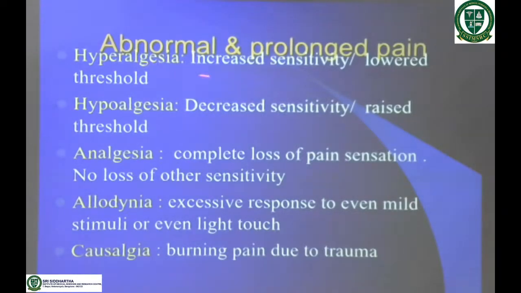So what is hyperalgesia? It's increased sensitivity or lower threshold, meaning the less the stimulus, the more the pain. Then hypoalgesia is decreased sensitivity or raised threshold. Analgesia is a complete loss of pain sensation with no loss of other sensitivity. Allodynia is an excessive response to even a mild stimulus or a light touch. Causalgia is a burning pain following a trauma. These are all single line answers. This can be asked in MCQs or in a viva.